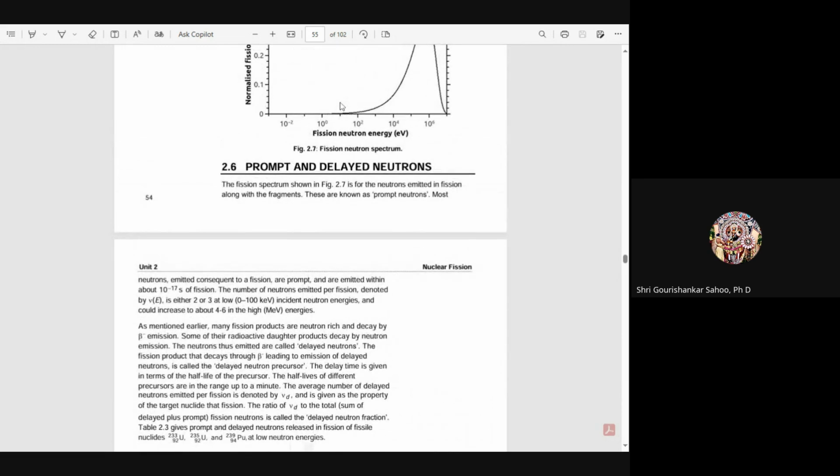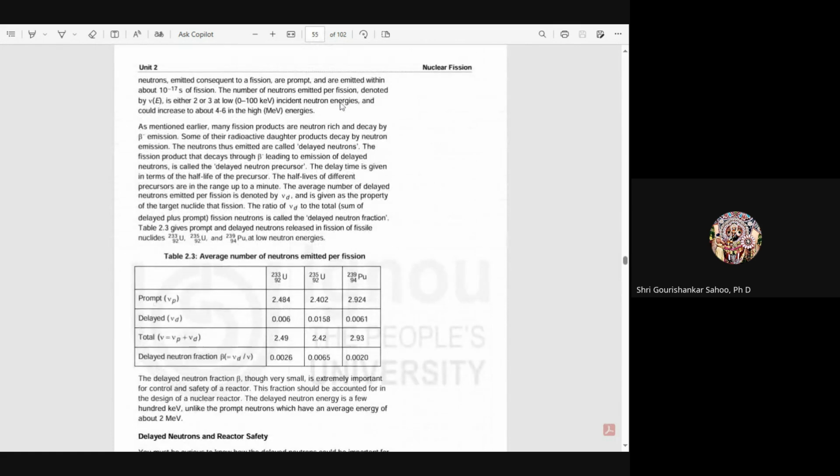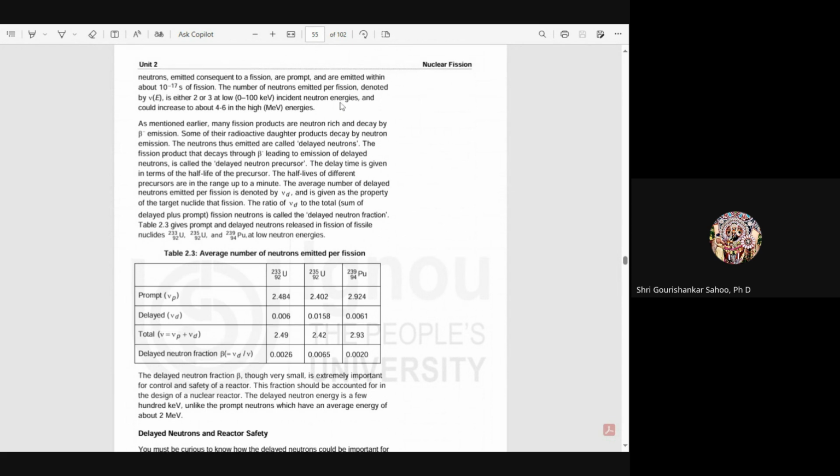The fission spectrum for neutrons emitted in fission is shown along with materials, and these are known as prompt neutrons. Most neutrons emitted consequent to a fission are prompt and are emitted within about 10 to the minus 17 second of fission. The number of neutrons emitted per fission, denoted by nu, which is a function of E, is either 2 or 3 at low, that is 0 to 100 kilo electron volt, incident neutron energies, and could increase to about 4 to 6 in the high, that is mega electron volt, energies. And you can see the average number of neutrons emitted per fission in a tabular form on the screen.